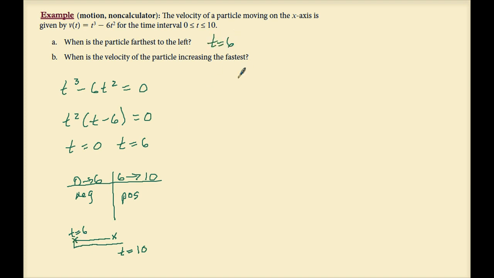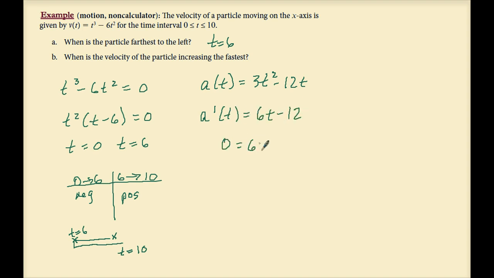Letter B. When is the velocity of the particle increasing the fastest? This is really asking for maximum acceleration. The acceleration function is given by 3t squared minus 12t. But to find maximum acceleration, we'll need the derivative of this function. A prime of t is equal to 6t minus 12. Setting this equal to 0 yields one critical number, t equals 2.